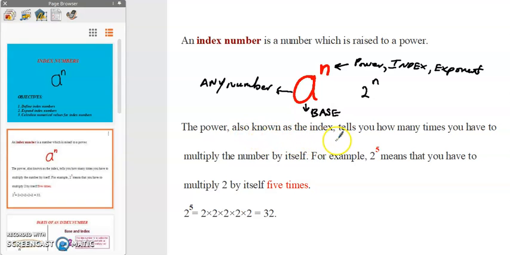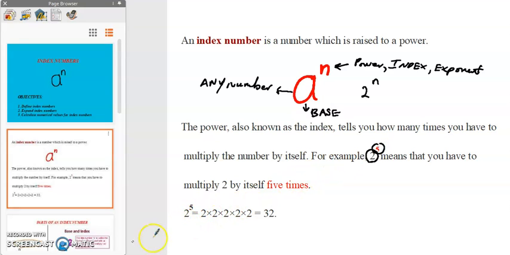The power, also known as the index, tells you how many times you have to multiply the number by itself. So the power tells you how many times you need to multiply the base by itself. For example, 2 to the 5th power. You read it as 2 to the 5th power, or 2 raised to the 5th power. This basically means you have to multiply 2 by itself 5 times. So this 5 at the top tells you how many times you should multiply it by itself.